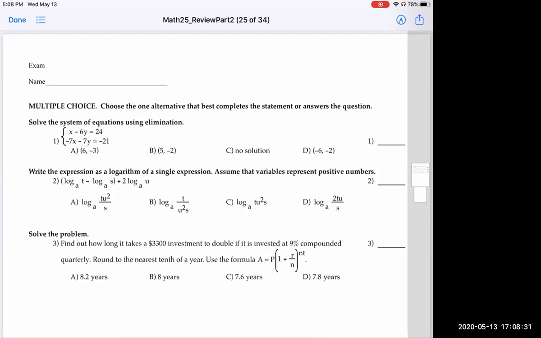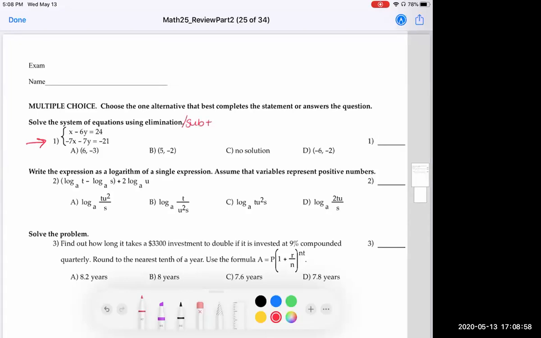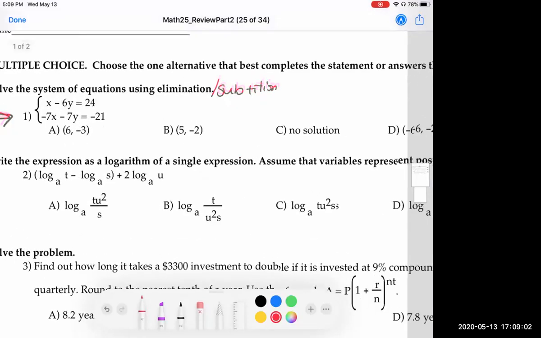One of them, like this number 1, is going to be a system of linear equations with 2 variables. You can solve it any method you'd like. I'm not going to check your work for those multiple choice questions. It's elimination, but if you're a substitution person, you can do substitution. All right, let's take a look at this question.